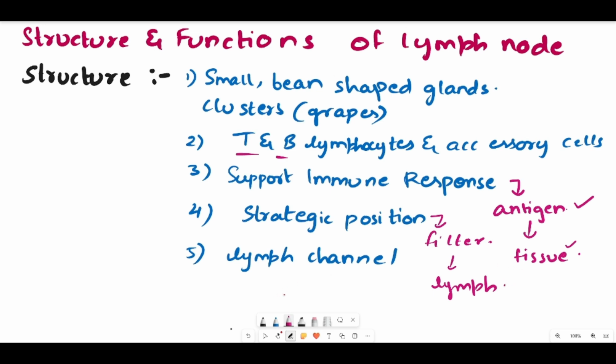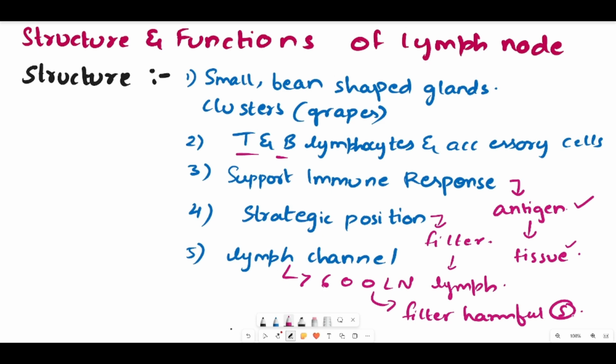And the next one is the lymph channel. There are many lymph channels in the body. Along the lymph channels, approximately 600 lymph nodes are present, and these are useful for filtering harmful substances. Let me just repeat the points.